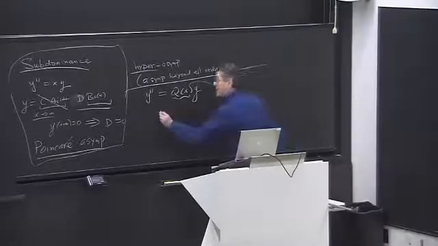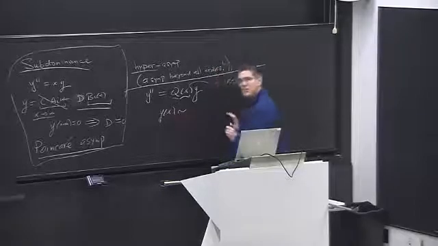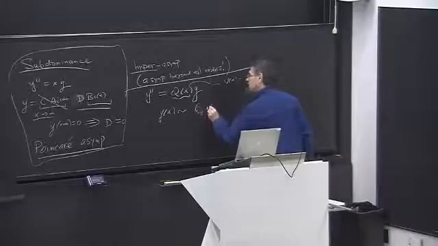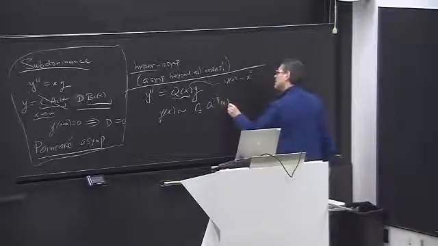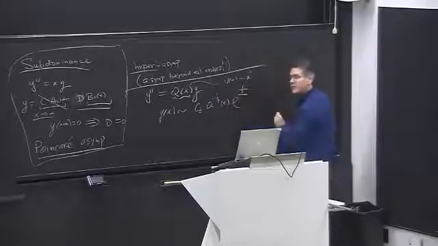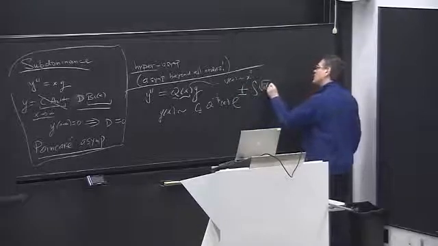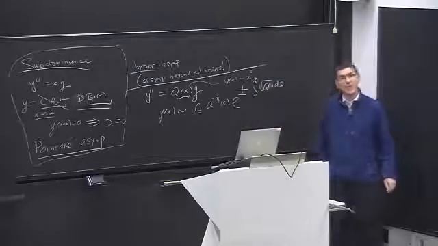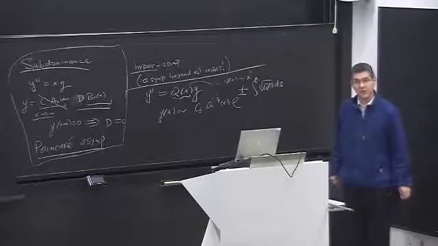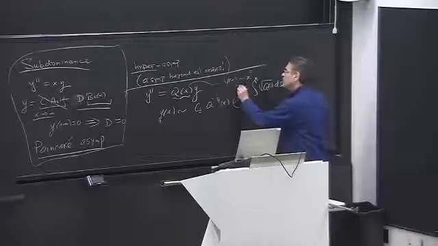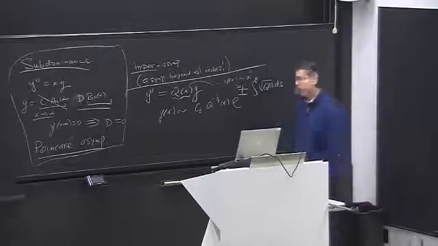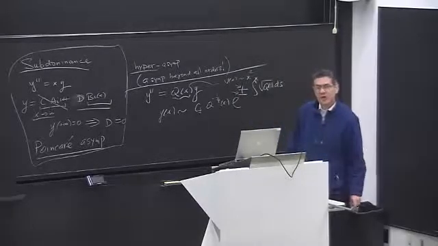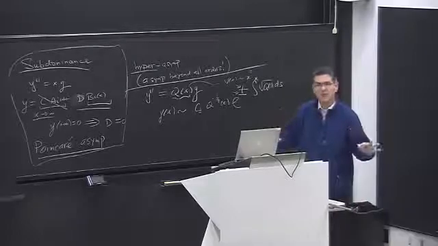WKB says that y(x) behaves like some constant times Q to the minus 1/4, e to the plus or minus the integral of the square root of Q(s) ds up to x. That is what WKB says, and we derived that in class. One solution has a plus sign. It's blowing up at infinity. One solution has a minus sign. Which solution do we take? We always take the subdominant solution.